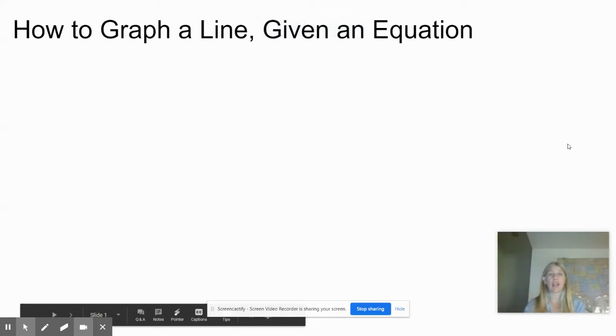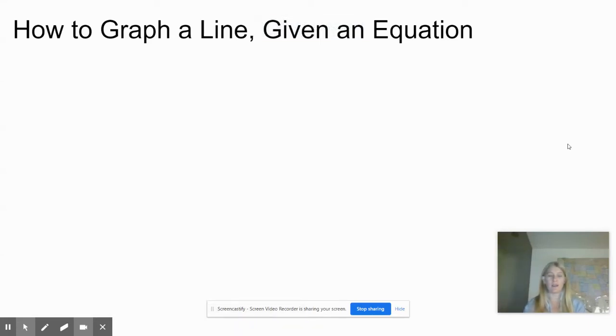Today we're going to learn how to graph a line given an equation. Our first example is we're going to graph the equation y equals 2/3 x minus 4. Now, a really important part of being able to graph this is knowing which part of the equation is the slope and which part of the equation is the y-intercept.